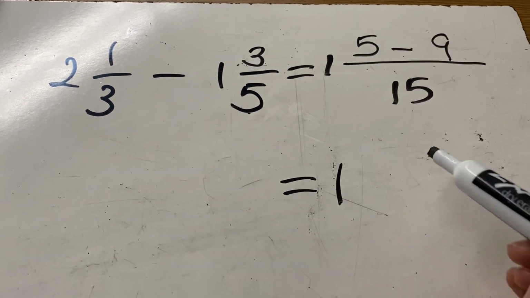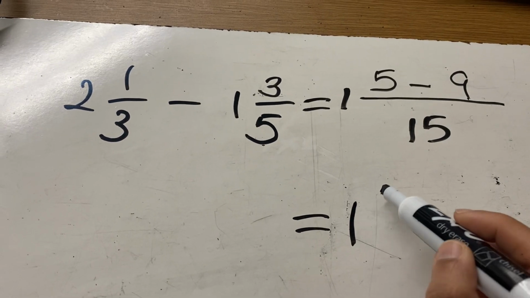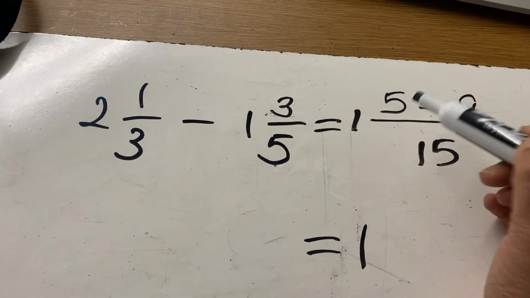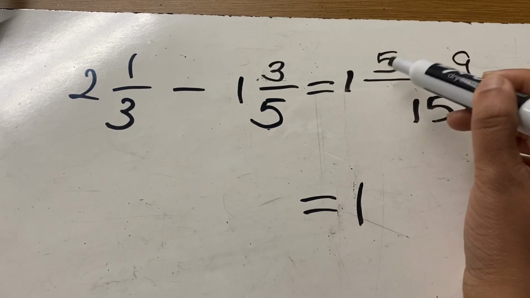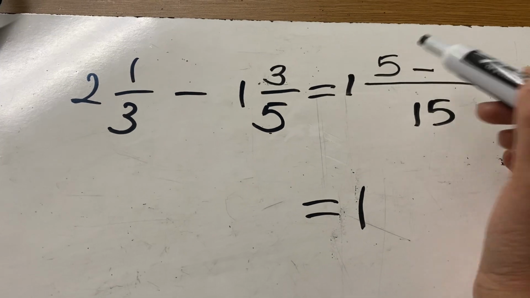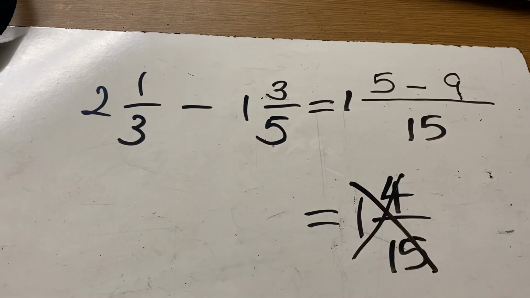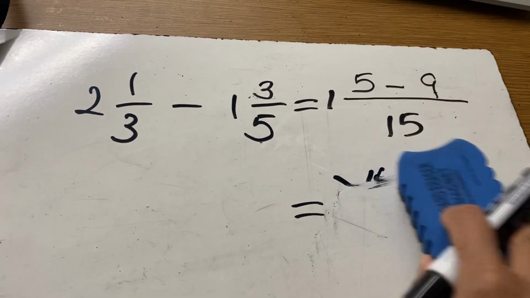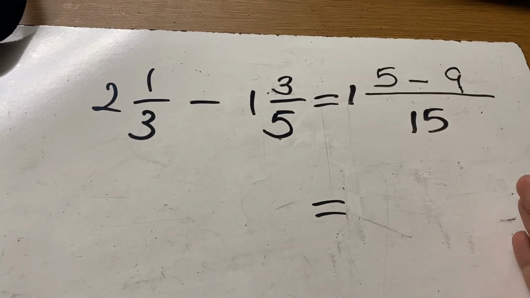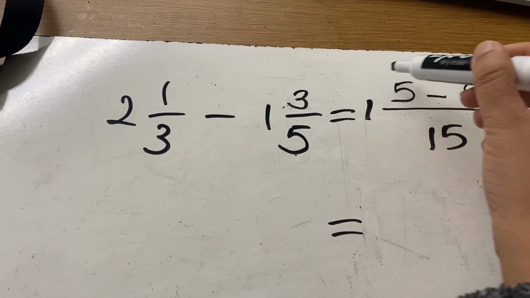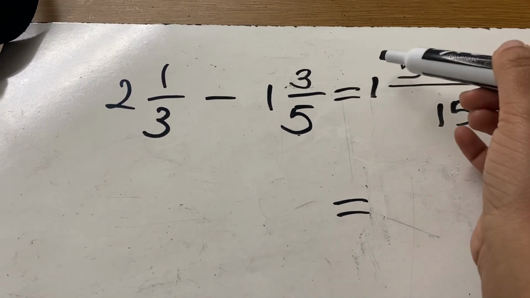Many of you will do something like this. 9 take away 5 is... Sorry, 5 take away 9 is not possible, right? Because 5 is too small. So you do 9 take away 5 instead and you say, oh, that's the final answer. But that is wrong. Why? Because in English and in math, we always go from left to right. So we have to subtract left to right. This is 5 minus 9, not 9 minus 5.